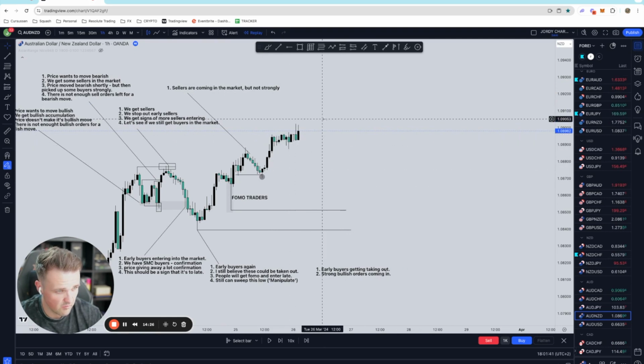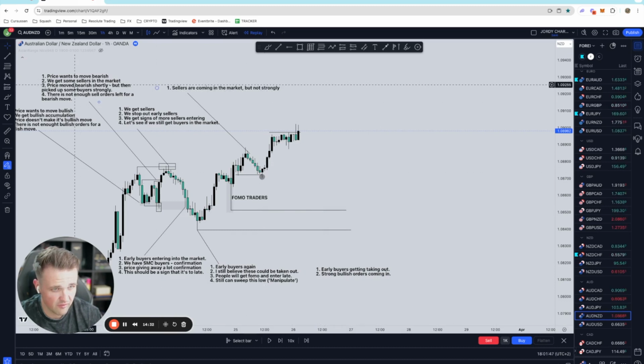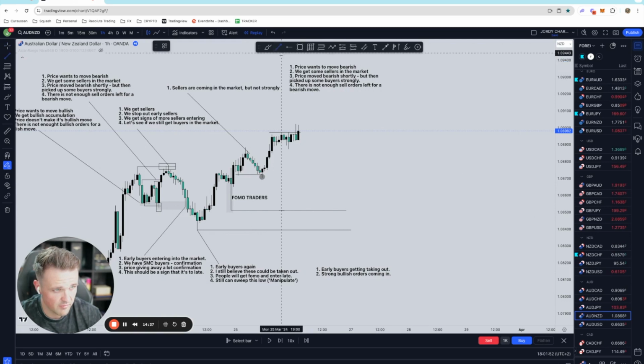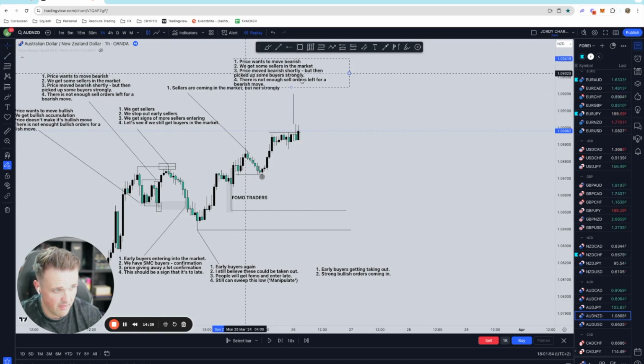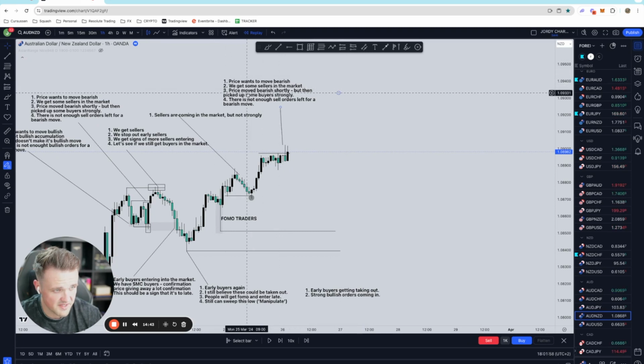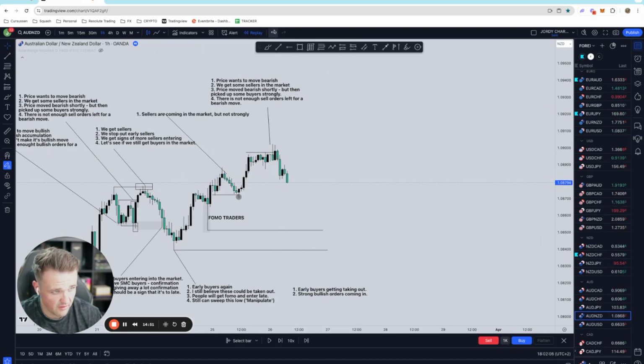Okay, moving back to the upside. We have some sellers coming in the market. They get manipulated right here, same as before. So this one, we can put this here, or we can just leave it like this. So we want sellers in the market. We get some sellers in the market, price moved bearish shortly, but then picked up some buyers strongly. So let's see what happens after that. So of course, we have the same scenario as here.